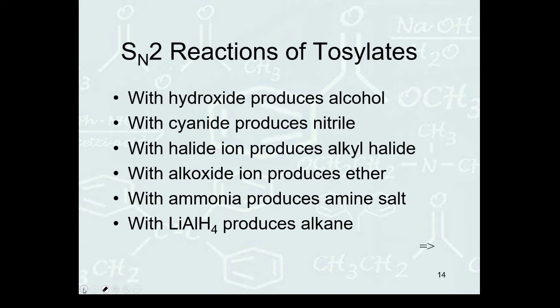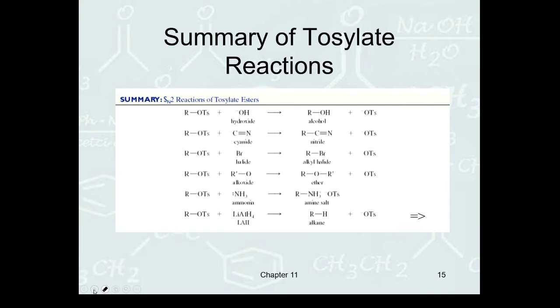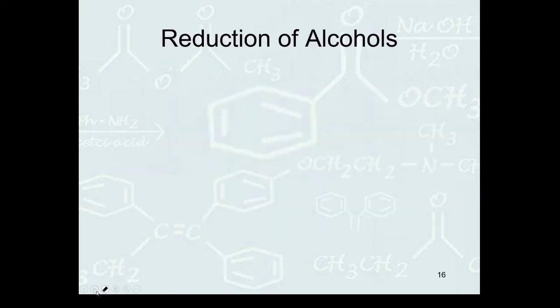Cyanide would produce nitriles, all right? Hydrohalides would produce alkyl halides. If I have an alkoxide, which we'll talk about, I can create an ether. Ammonia can create amines. And in the presence of lithium aluminum hydride, I can make an alkane and do a little reduction reaction. And here's what they're basically showing you here. So if I tosylate something with a hydroxide, I'll create an alcohol. If I tosylate it with a cyanide, I'll create a nitrile, an alkyl halide, and again, all of this is on the slides.